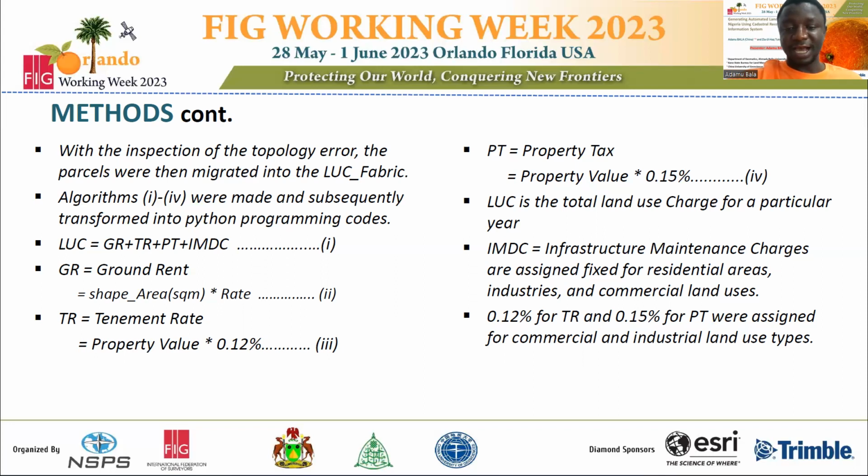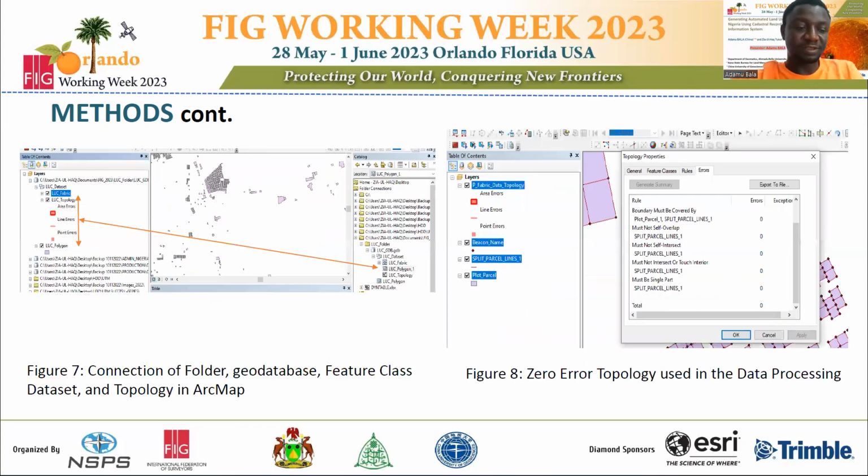And of course, the IMDC is the infrastructure maintenance charge, which is fixed for residential, industrial, and commercial areas. 0.12% for TR and 0.15% for PT were assigned for commercial and industrial lands with taxes.